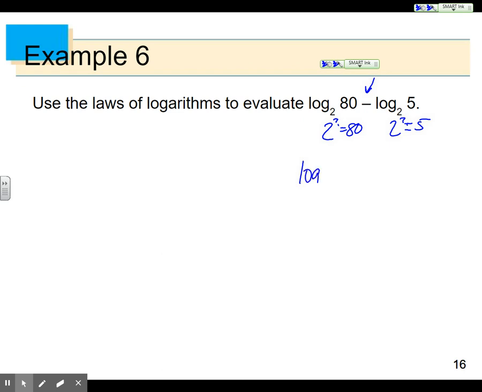Properties say that I can get rid of this subtraction right here, and I can write it as a single logarithm if I just stack up my arguments, the 80 over 5. Well, 80 over 5 gives me 16. So now look what I'm asking myself. I'm saying 2 raised to what power gives me 16? Well, I know what that is. It's going to be 4. So I was able to evaluate this without a calculator and get the right answer.